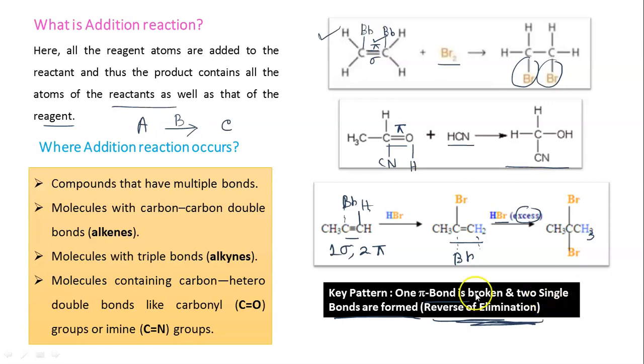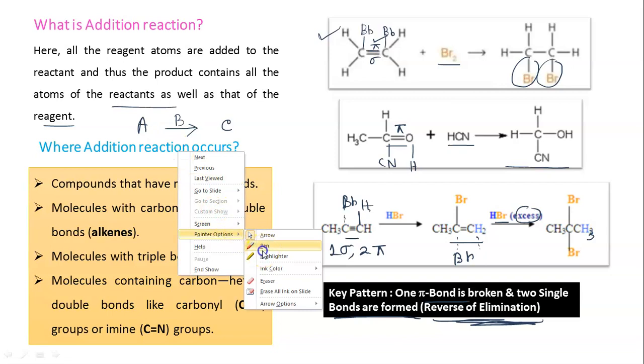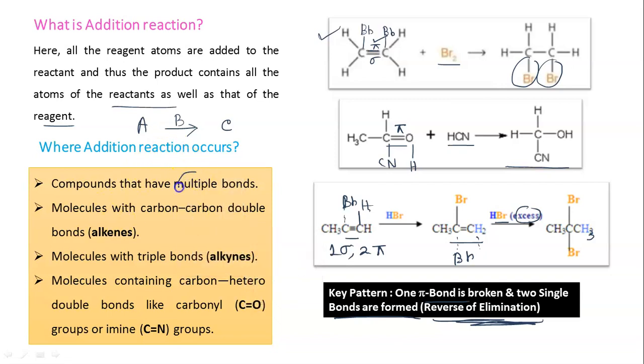So we will see where the addition reaction will take place. In the substrate there must be multiple bonds. These multiple bonds may be a CC double bond, that is, our substrate may be an alkene. It may be a CC triple bond, that is an alkyne, so molecules with a triple bond. And it also may be carbon-hetero double bonds. For example, carbon and a heteroatom, oxygen, or CN, where N is the heteroatom here. So this type of multiple bonds must be present.